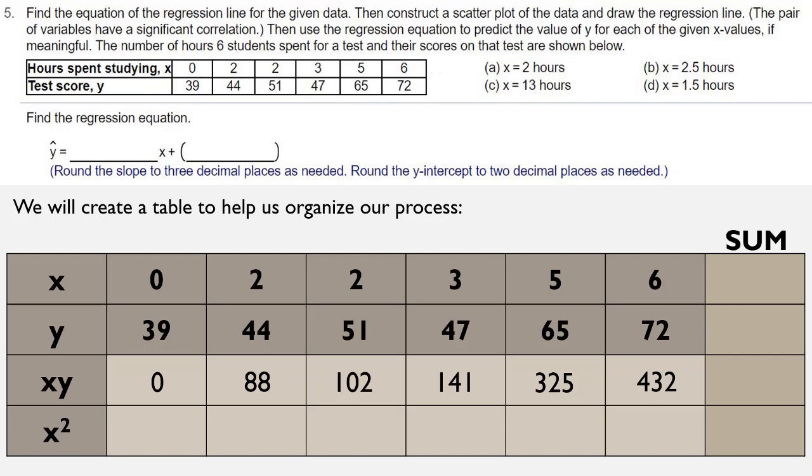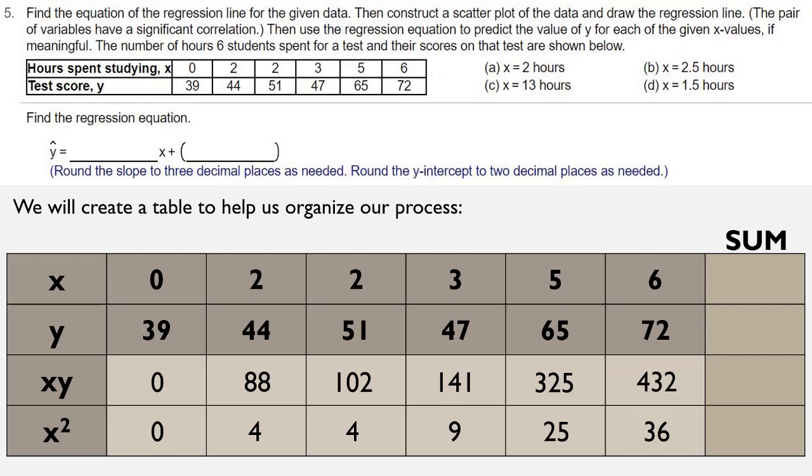Now we need to square each x value. 0 squared is 0. 2 squared is 4. 2 squared is 4. 3 squared is 9. 5 squared is 25. And 6 squared is 36. So now we have multiplied all that we need to multiply. Now we need to take each row and add it up.